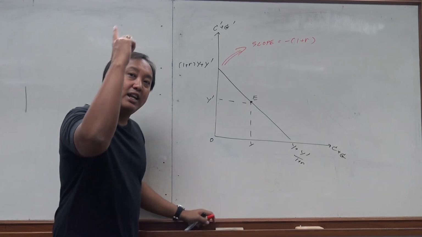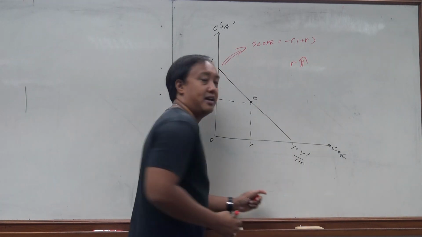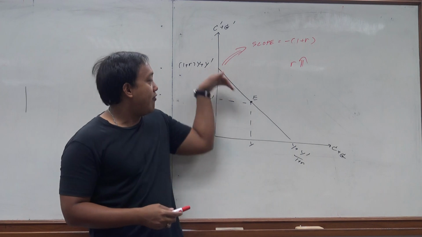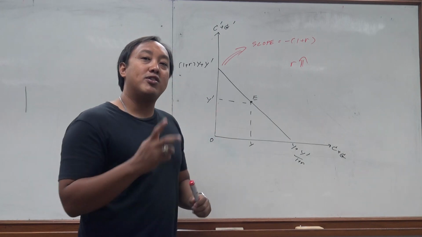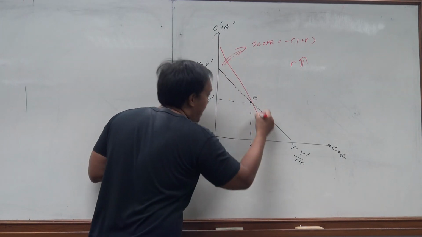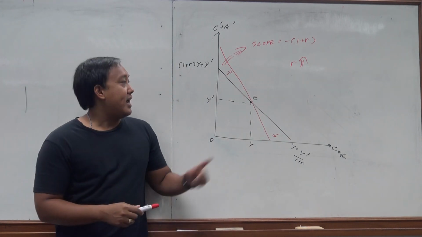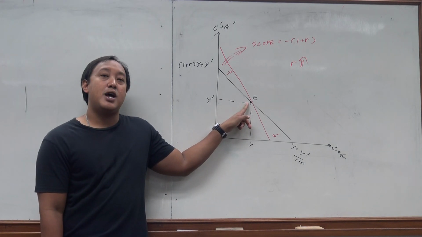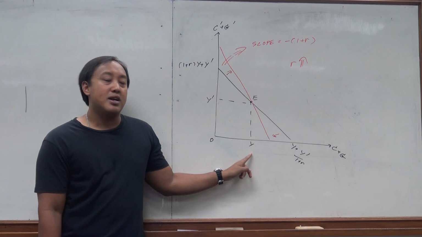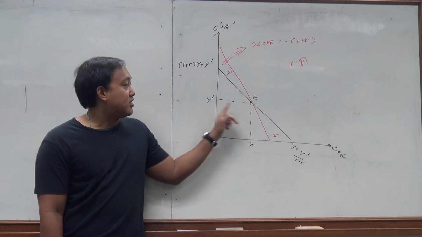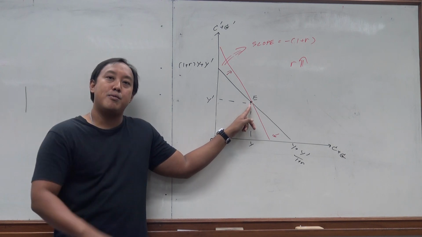If the real interest rate increases, for example, I use the red color, the slope will be more negative. More negative means steeper. So when the real interest rate increases, the budget line curve will be steeper like this. However, the endowment point is still the same, because even though the real interest rate is increasing, national income today and national income tomorrow are still the same. So the endowment point does not move, it stays here.